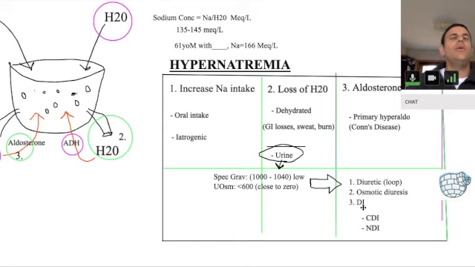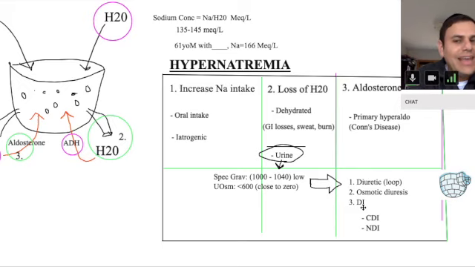Now the test is going to want to know, how do you know if it's central DI, i.e. the brain, the pituitary, is not making enough ADH? Or how do you know if it's nephrogenic DI, meaning there is ADH, but the kidneys are not responding? You know what you do? You do a test where you give that patient ADH, which is also called DDAVP. You'll give the patient a dose of DDAVP, and you'll see what the kidneys do.